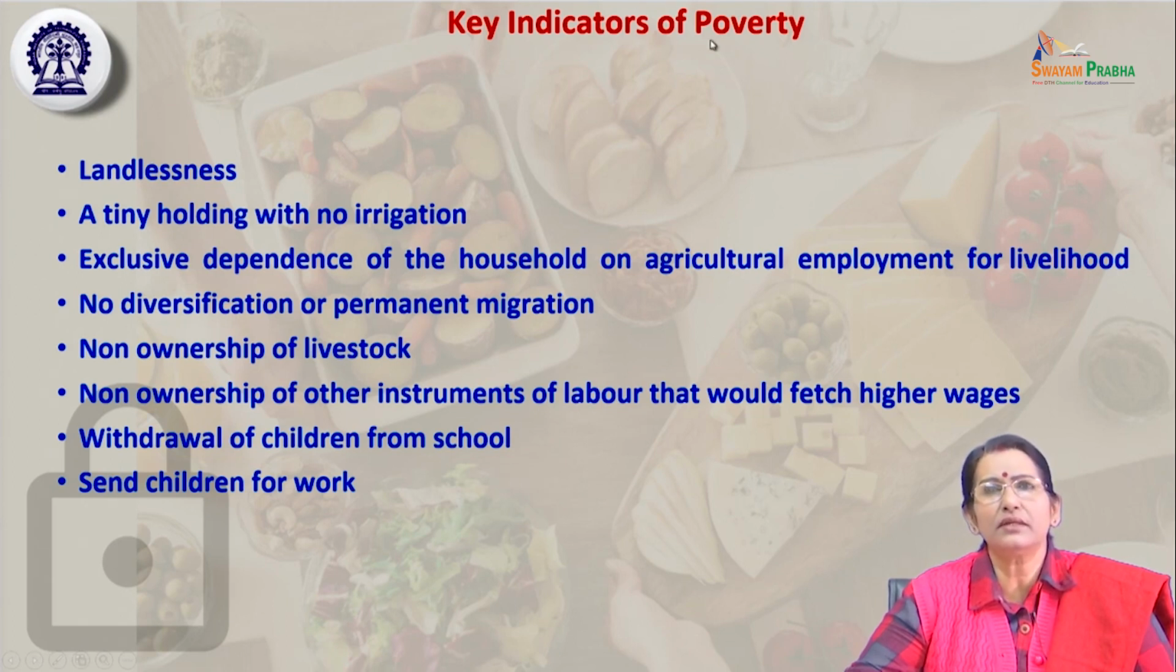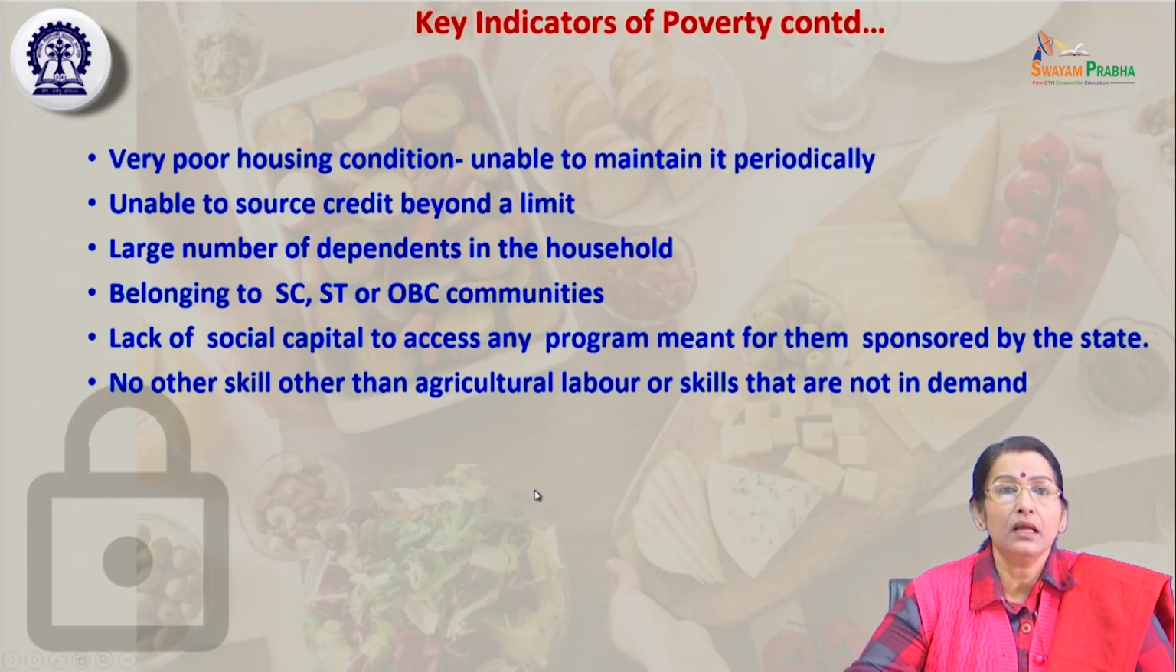So these are the key indicators of poverty. Besides this, there are other key indicators of why poverty takes place. Again, very poor housing condition, like being unable to maintain it periodically. That means there is no food security on a daily or weekly basis. Another is a low socioeconomic status, that is people living below the poverty line, unable to source credit beyond a limit. Even if they can make both ends meet through credit, there are limits on how long and to what extent they can take it.